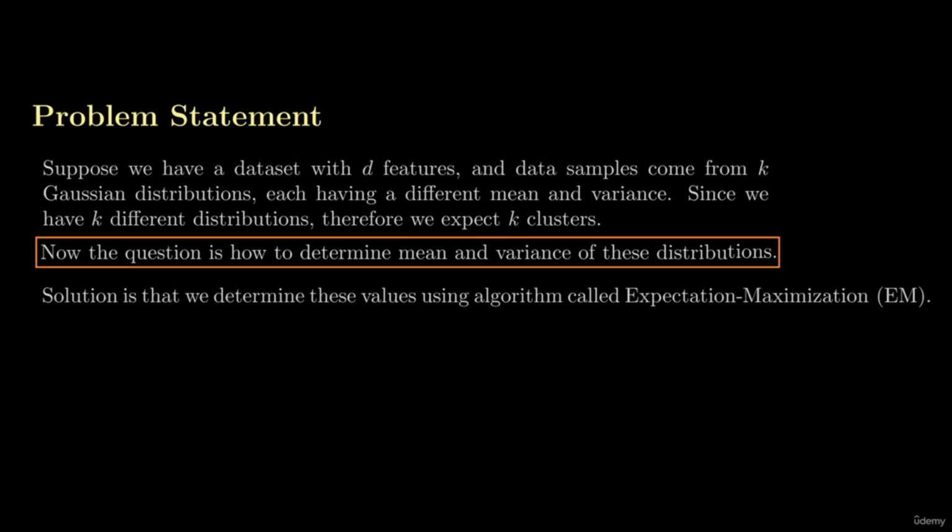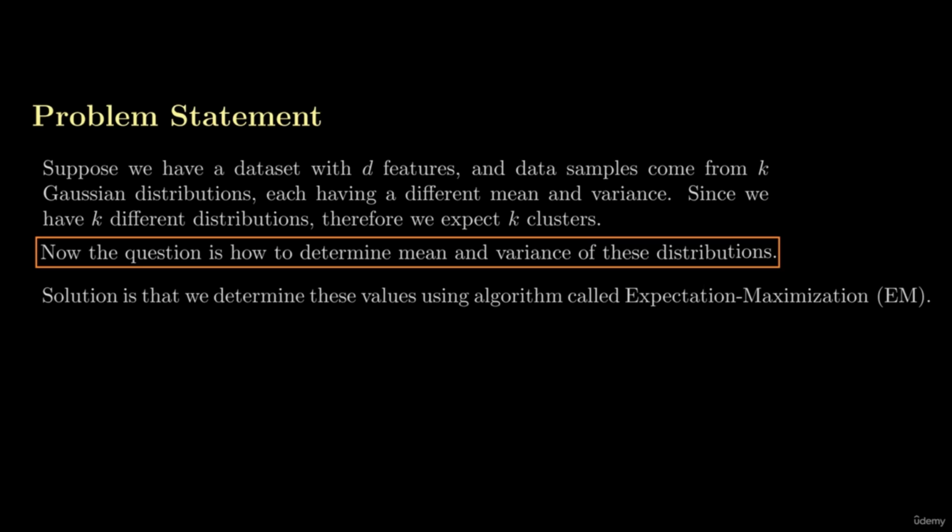Suppose we have a data set with D features and the data samples come from K Gaussian distributions, each having a different mean and variance. Since we have K different distributions, we expect K clusters. Now the question is how to determine the mean and variance of these distributions. So the solution is that we determine these values using an algorithm known as expectation maximization, or EM algorithm.